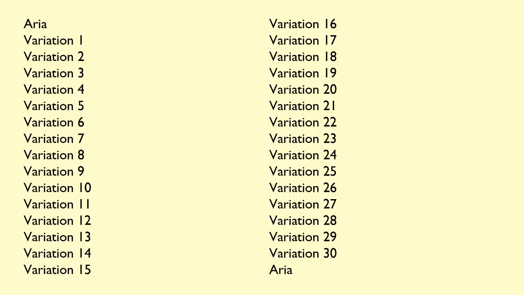Some of the variations are written with particular characters or styles in mind. For example, variation 7 is a little jig.